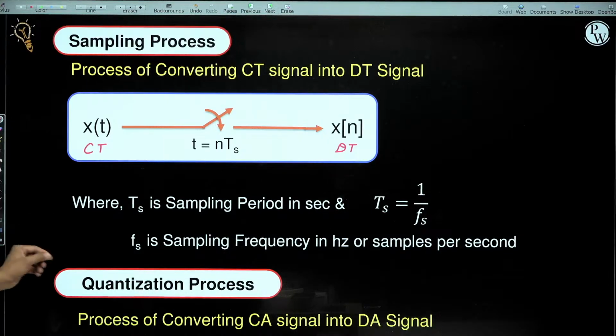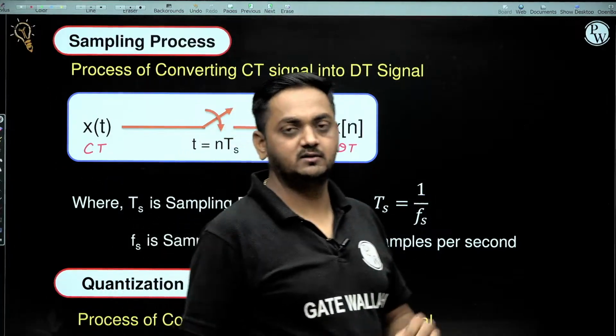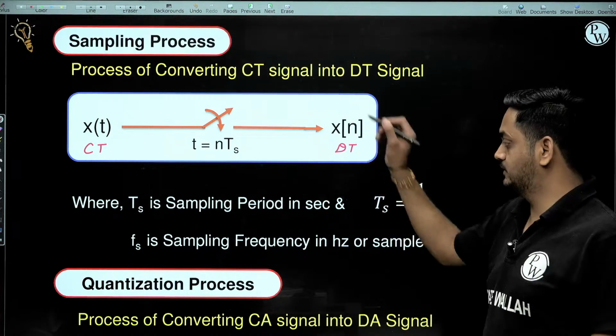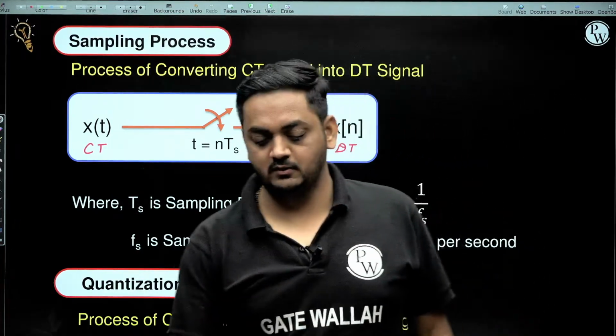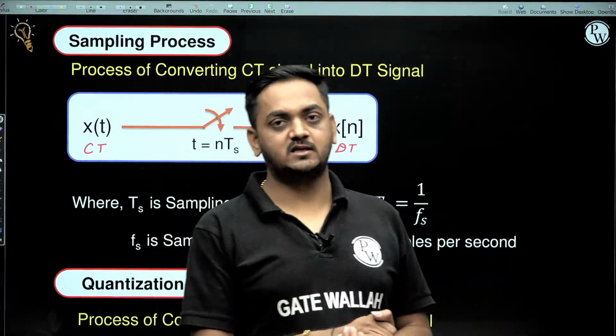Now what is the quantization process? It is the process of converting a continuous amplitude signal into a discrete amplitude signal. This is the final conclusion of the lecture, guys. The process you have to understand: converting continuous amplitude into a discrete amplitude signal. Is this clear to each and everyone?